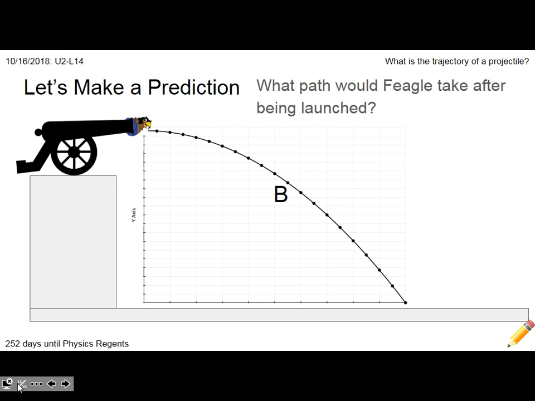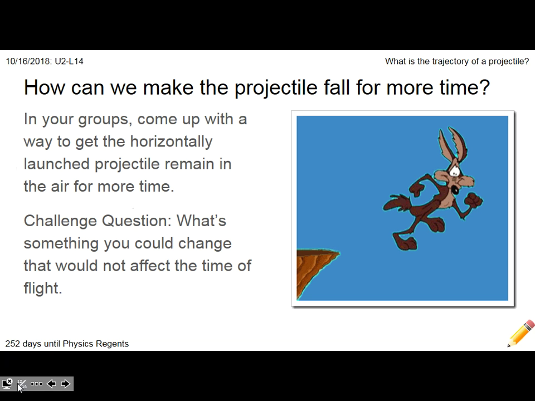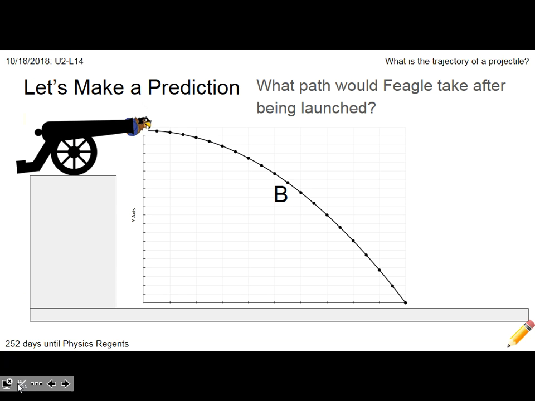Oftentimes there's a common misconception, and it's why I have Wile E. Coyote here: the idea that somehow gravity doesn't start to happen until a later time, or it just went straight across and fell. No, it's in free fall the entire time. And that is also true for path C, where it was kind of the right shape, but then at the very end it just stopped going horizontally and went straight down. It's constantly moving in both directions, and that's how we end up with the problem.